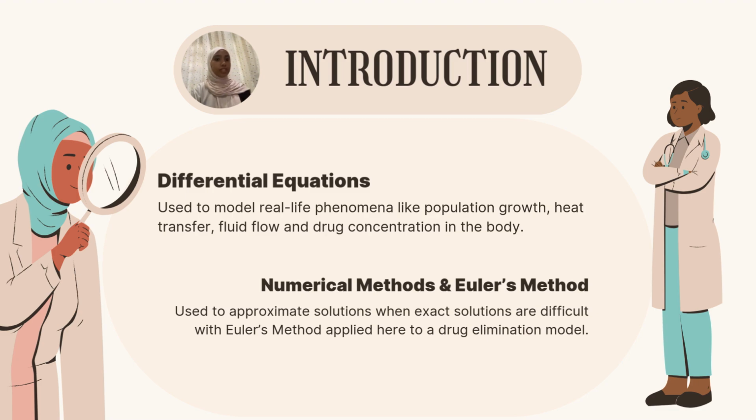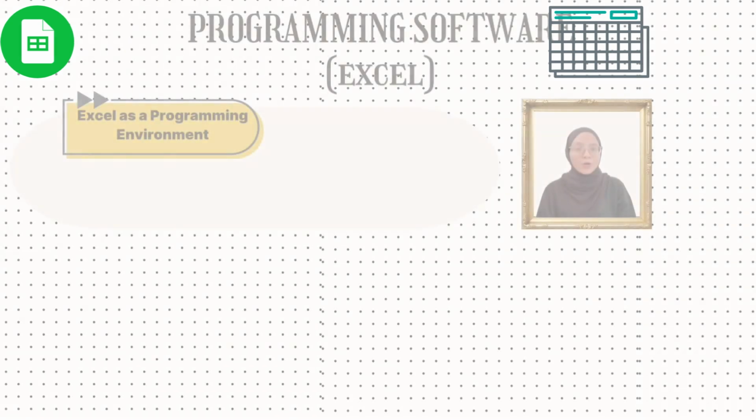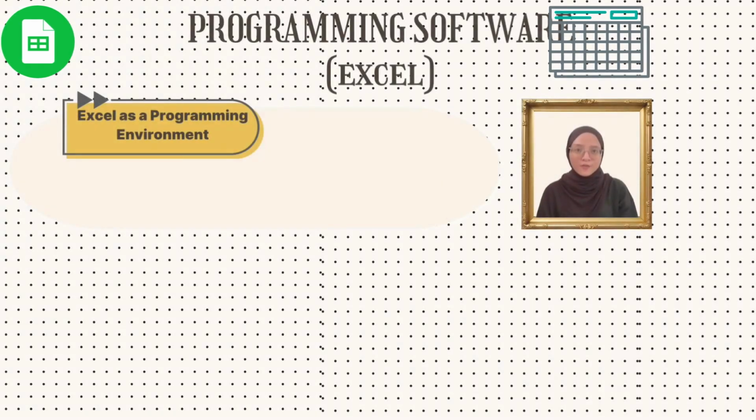In this presentation, we apply Euler's method to a drug elimination model, which describes how the concentration of a drug in the blood changes over time after injection. Okay, now let's see our programming software, which is Microsoft Excel.